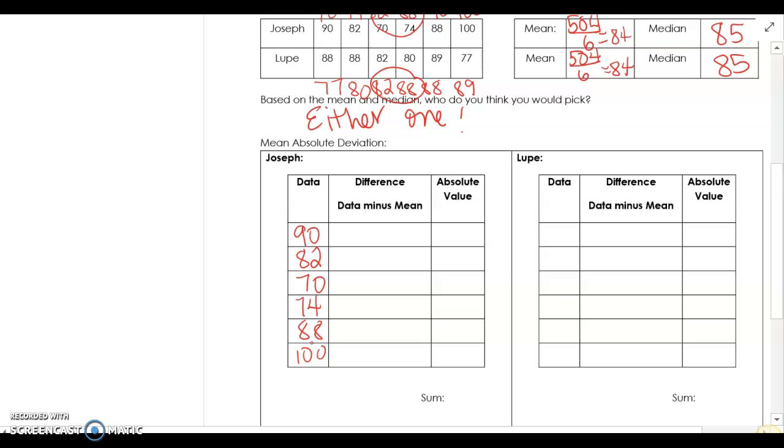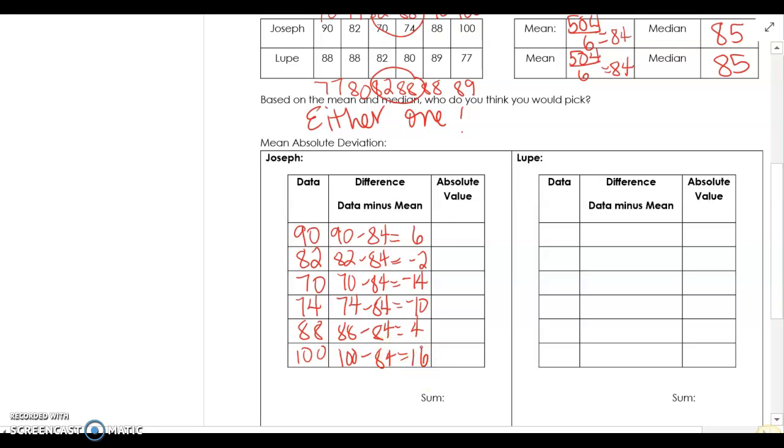So those are just the original pieces of data. The difference is the data minus the mean. So 90 minus 84, 82 minus 84, and you're going to go and fill these pieces of data in. Find the difference. This is where knowing your integer rules comes in handy.